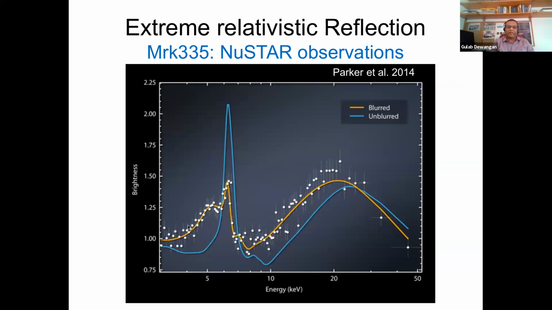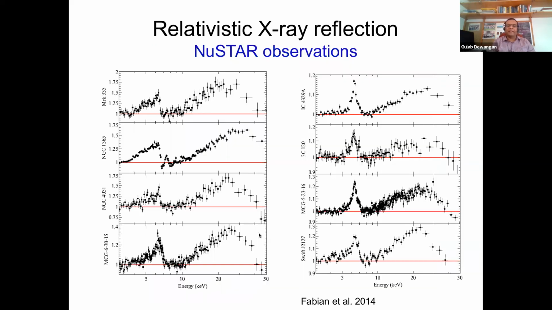There is this broad iron line, and even the reflection hump is modified. But once you apply the relativistic blurring, then you describe the data very well, and clearly the reflection spectrum gets modified due to the effects of general and special relativity, and this broad line you observe. This is a signature of the Schwarzschild black hole and general relativity here. And that is not the only object. There are a large number of objects now.